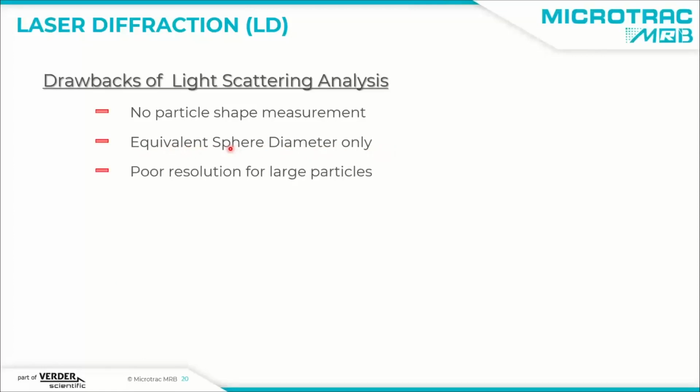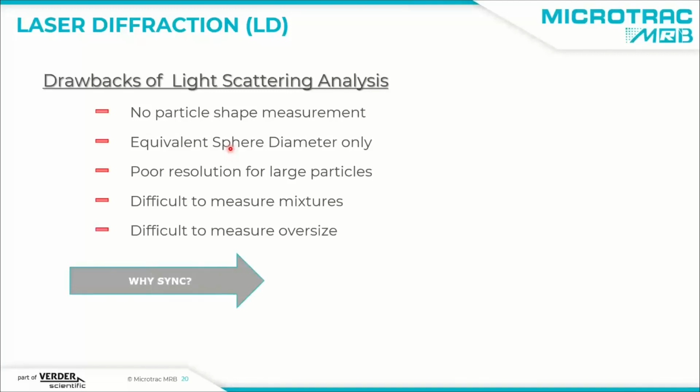The resolution for large particles is relatively poor. This is because the angle of diffraction gets smaller for big particles, so it's more difficult to measure, and this is why very naturally the resolution and the accuracy for large particles will go down. It is sometimes difficult to measure mixtures. We will see this in a later example. So for trimodal or bimodal mixtures, if the two different sizes are close together, it's hard to resolve. And there are limits when it comes to the determination of oversized particles.